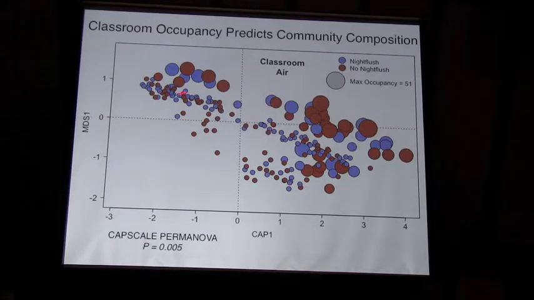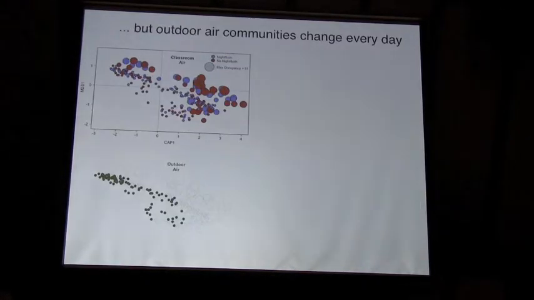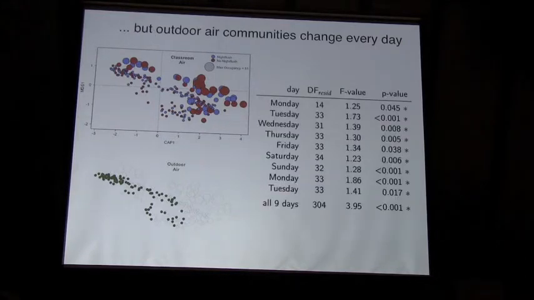But back to the noise here. This is pretty noisy. It's not as clean of a result as you'd like to see. And so for kicks, you can throw outdoor samples in here, and those mostly fall in with low occupancy classrooms. And that's not a surprise because there's a lot of outdoor air moving into those at night. But still a lot of noise here. So when you test this day by day, every day, these communities are different, inside versus outside, even though they're pretty close here, and in all 9 days, quite different.